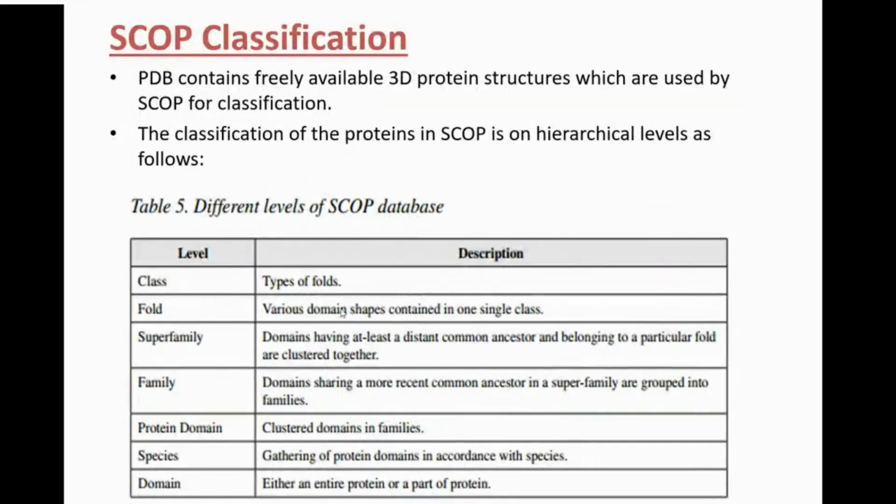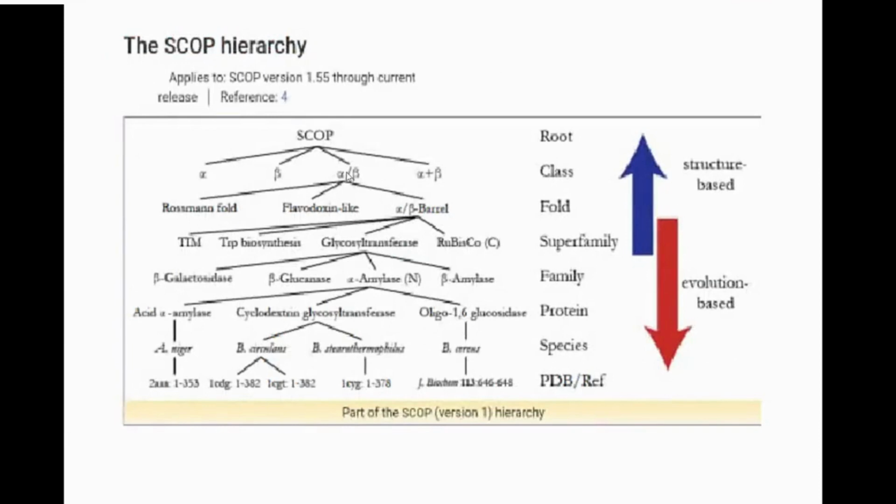तो यहाँ पे फोल्ड क्या कंटेन कर रहा है, the various types of various domain shapes contained in one single class, वो आता है आपका फोल्ड के अंदर, ठीक है। जैसे अल्फा बीटा जो है वो कौन कौन सा ले सकता है, रेस्मॉन फोल्ड, फ्लेविडॉक्सिन लाइक फोल्ड, अल्फा बीटा बैरल्स, different types of fold can be formed by alpha और beta class, ओके। नेक्स्ट आता है आपका सुपर फैमिली। सुपर फैमिली में क्या है, it includes those proteins which have the same shape but have a very low sequence or functional similarity are placed in superfamily, है ना। इसमें जैसे TIM, ट्रिप बायोसिंथेसिस, ग्लाइकोसिल ट्रांसफरेज, रूबिस्को, these all are the proteins which contain alpha beta barrels but have a very low sequence and functional similarity.